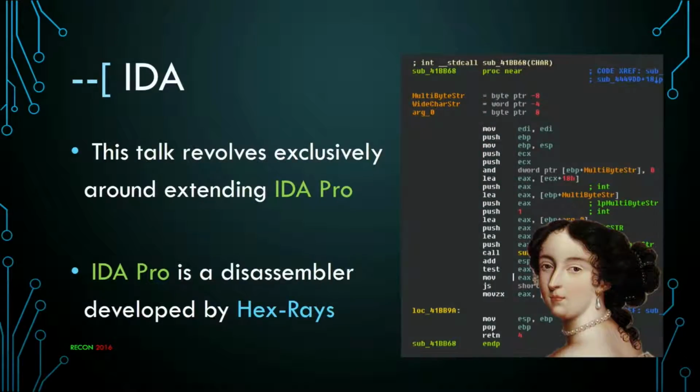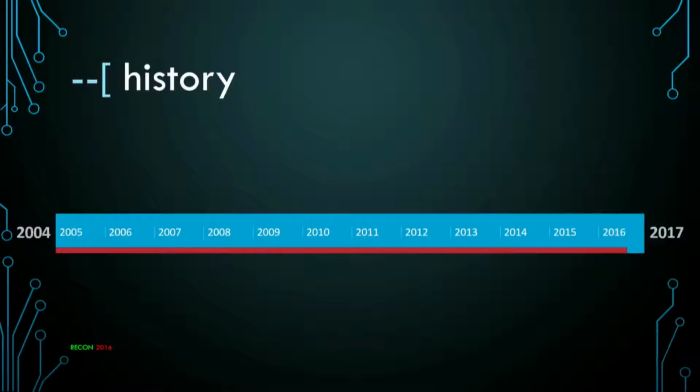So if you don't know already, this talk is almost purely about IDA. IDA Pro, if you don't know, it's a disassembler as developed by Hexrays. They're here somewhere. I'm sure all of you know what it is. You probably all have a license, hopefully.